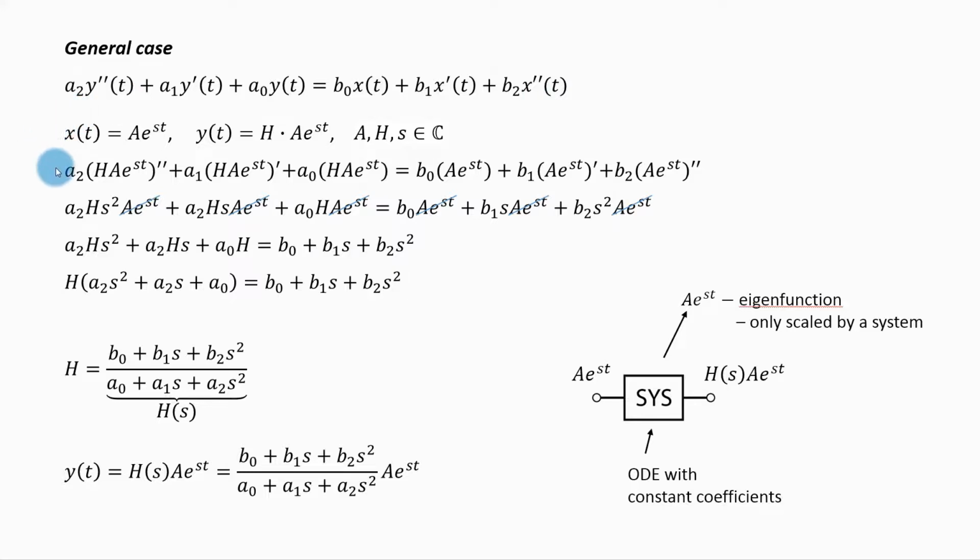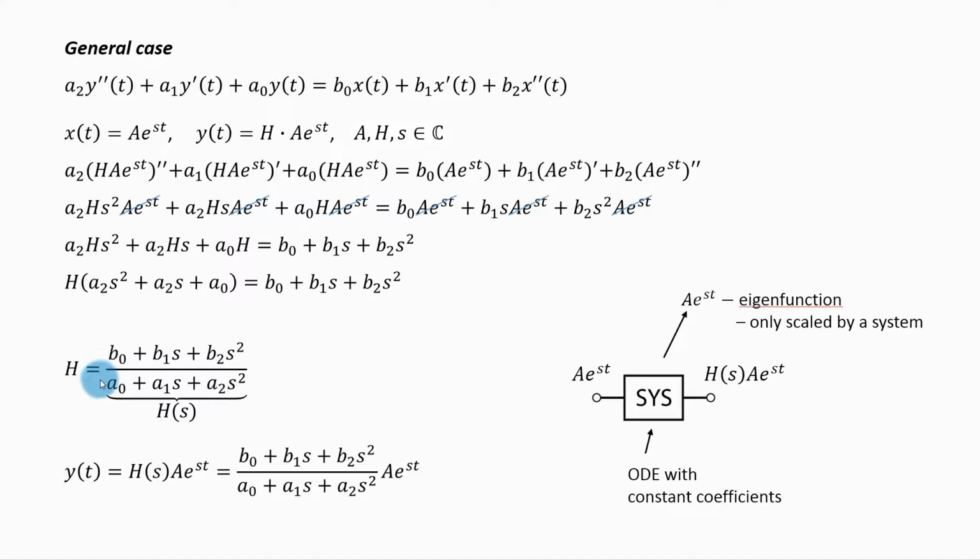So here I have substituted this complex exponential for the input x and this complex exponential for the output y. The rest is similar to the previous example. I take derivatives, I cancel out the exponentials and a's, and I'm left with this. From here I can find that the complex number h is this.